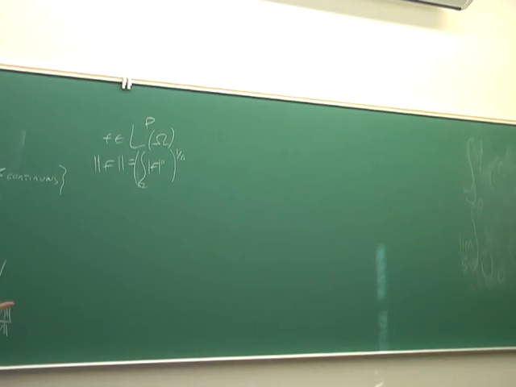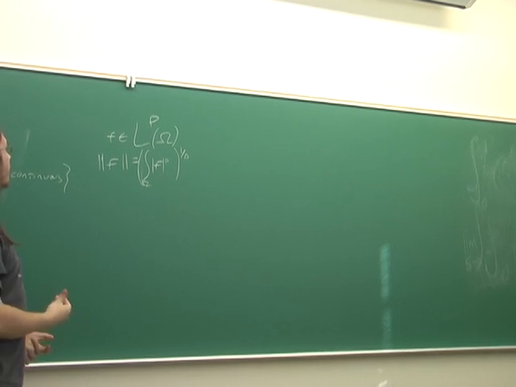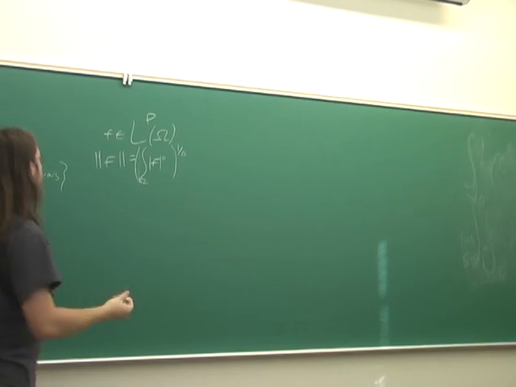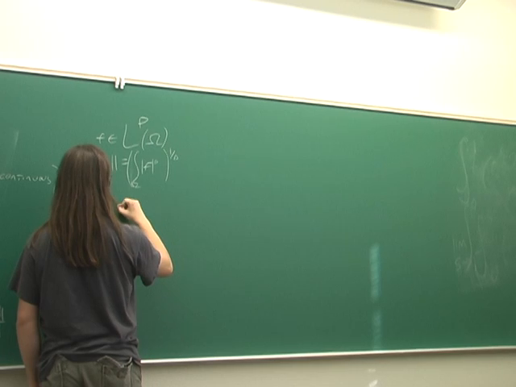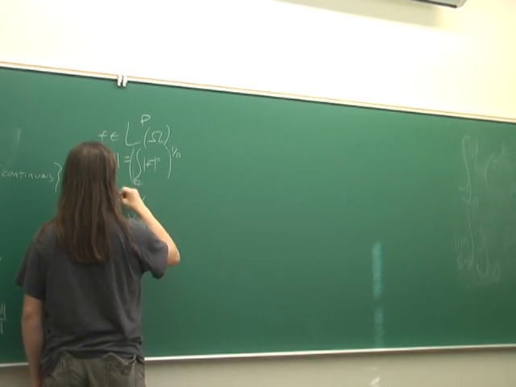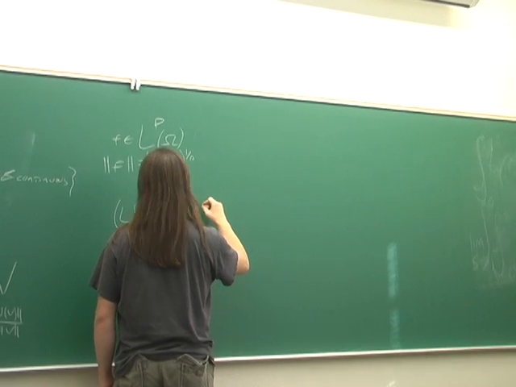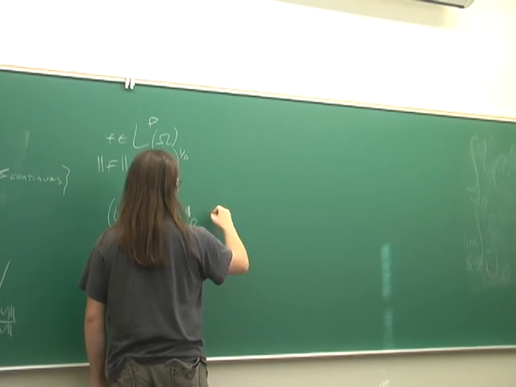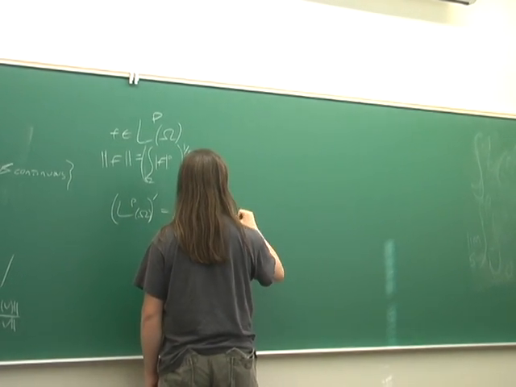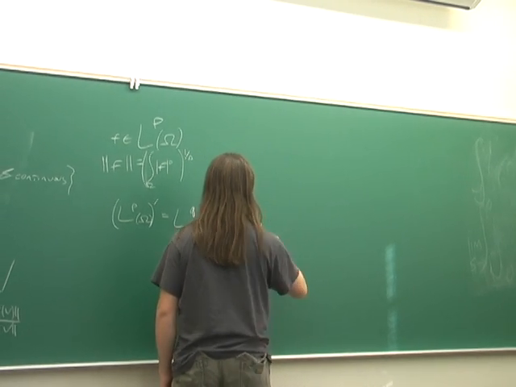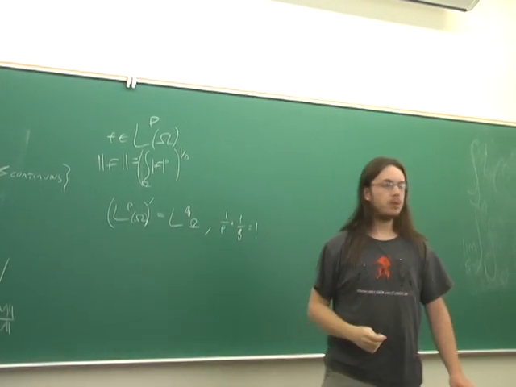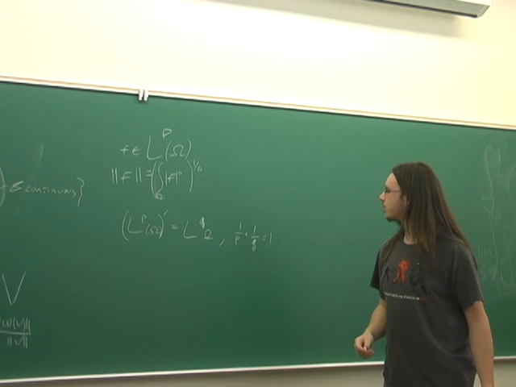So given that space, the interesting fact is that if we take its dual, the dual of LP of omega is exactly equal to L Q of omega, where 1 over p plus 1 over q equals 1. Parentheses of omega. Okay.